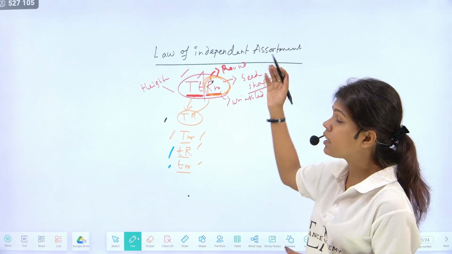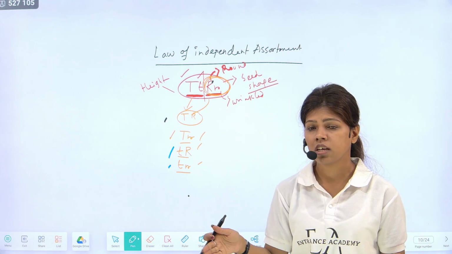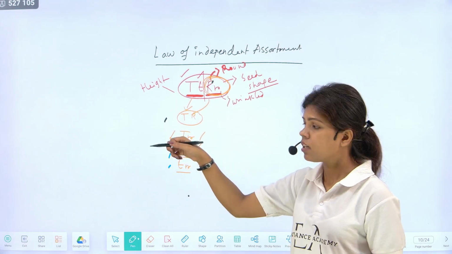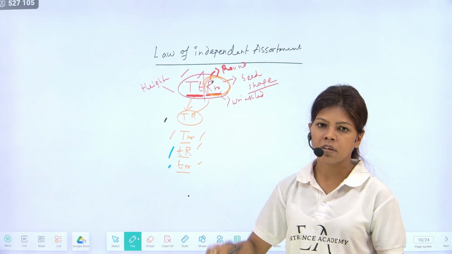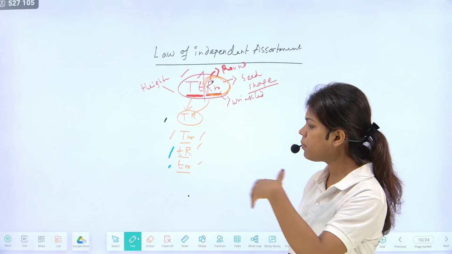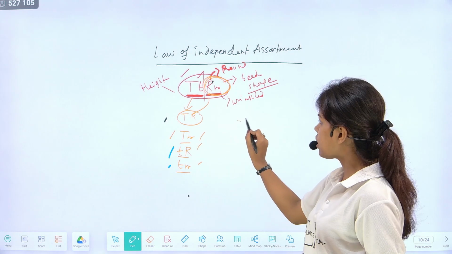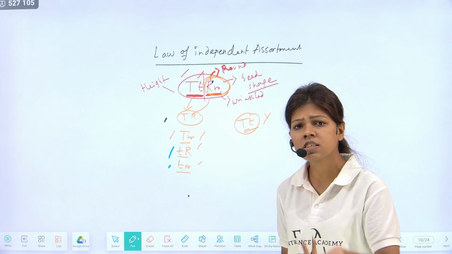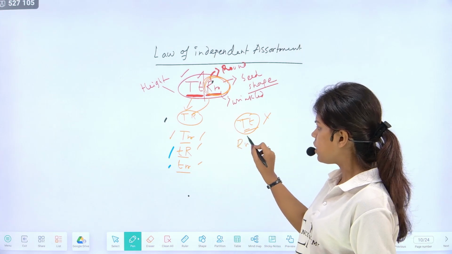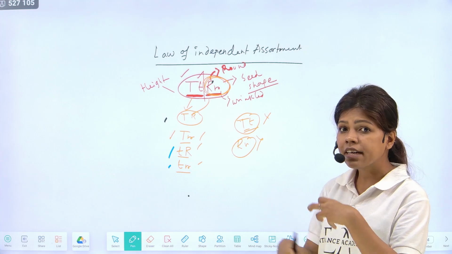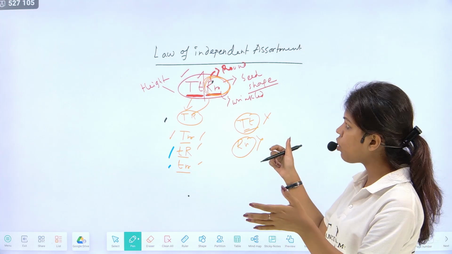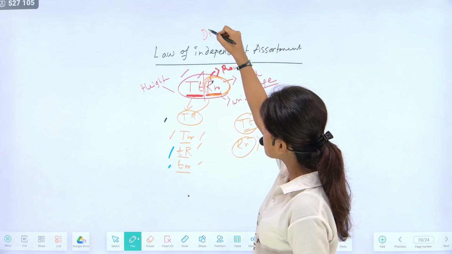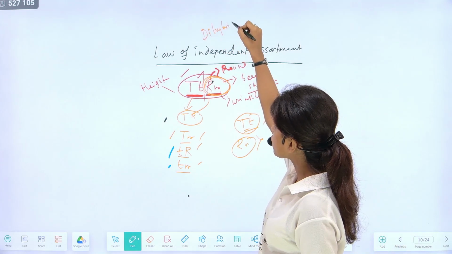Okay? Independent assortment. Assortment indicates segregation, and the segregation of this allele is completely independent of the segregation of the second pair of alleles. Anything can come to make a pair, but capital T and small t will not come together, because these two are alleles for the same gene. Again, capital R and small r will not come together. It's a random combination, and this law is known as independent assortment, and it is applicable exclusively for a dihybrid cross.